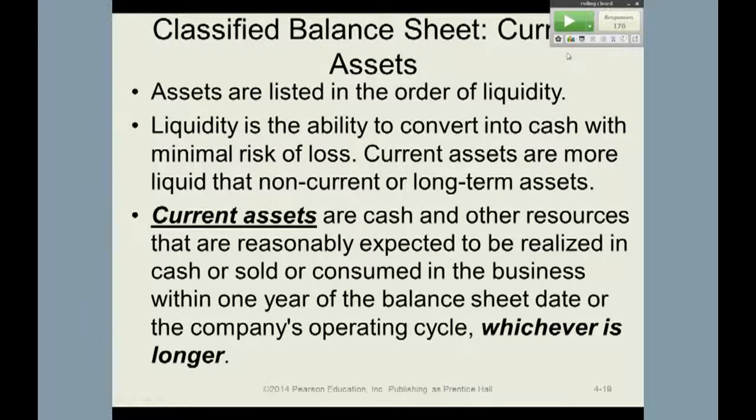Okay. All right. Now, when we get back to this concept, remember that we've got the notion of liquidity. So that's why assets are listed in the order of liquidity. And liquidity is the ability to convert an asset into cash with minimal risk of loss. Current assets, of course, are more liquid than the non-current assets. Now, by definition, this is important because we're going to tell you that current assets are cash and other resources that are reasonably expected to be realized in cash, used up, or consumed within 1 year or operating cycle, whichever is longer.